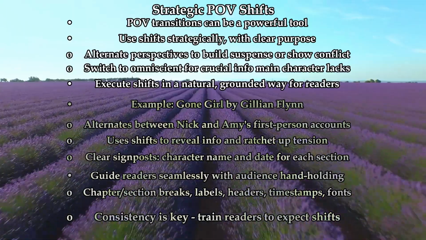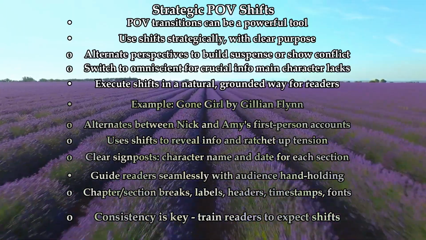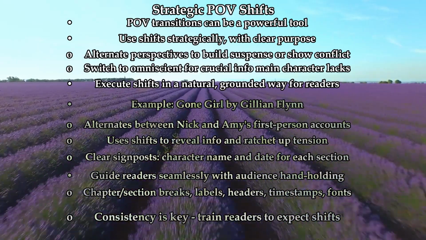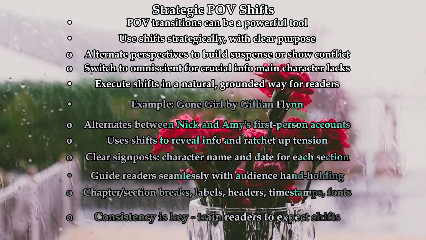And she always keeps readers oriented with crystal-clear signposts, labeling each section with the POV character's name and the date, like Nick, October 5th, 2012, or Amy, April 21st, 2012. That kind of audience hand-holding is crucial when you're playing with perspective shifts. Remember, your readers are putting a huge amount of trust in you as the storyteller. They're counting on you to guide them seamlessly through the world of your tale, without any unnecessary confusion or whiplash. So, if you're going to change up your POV, be sure to light the way with neon signs.